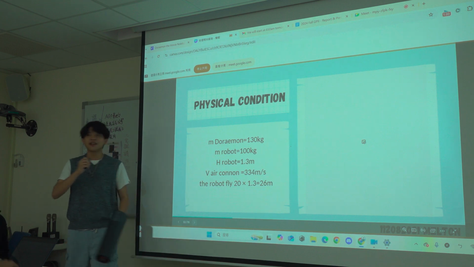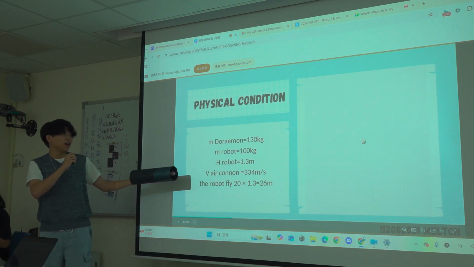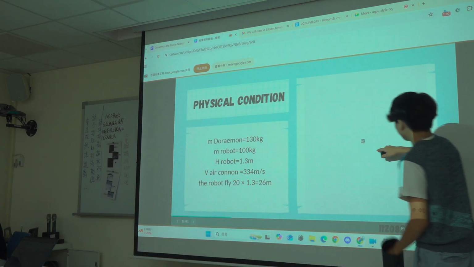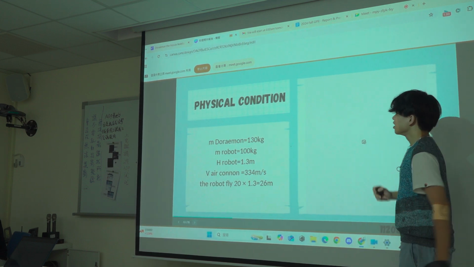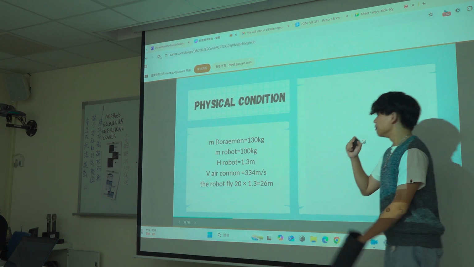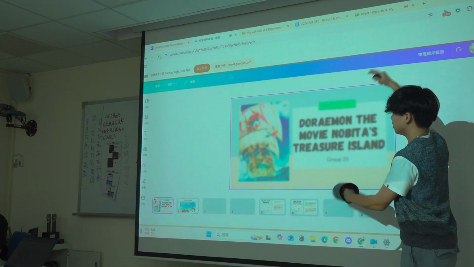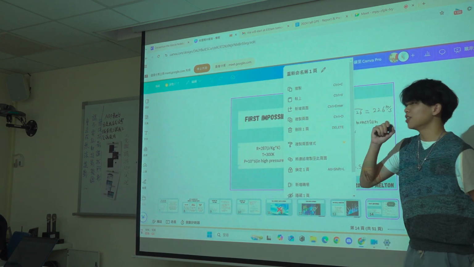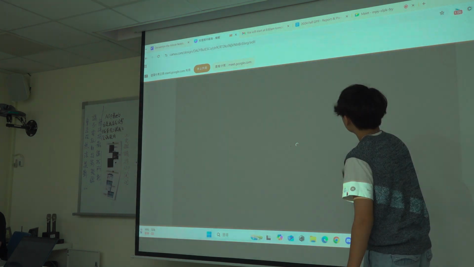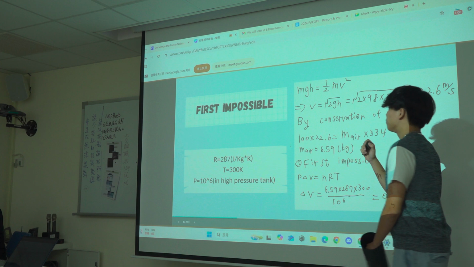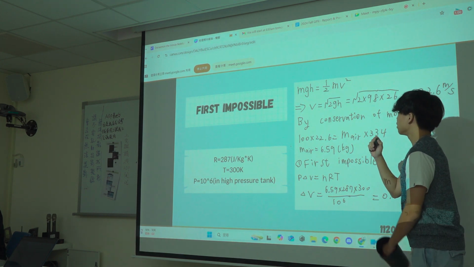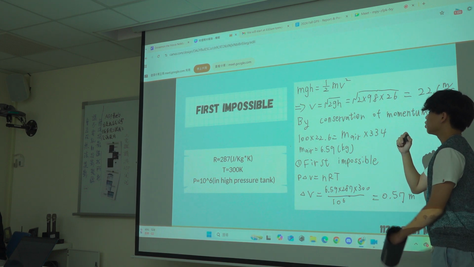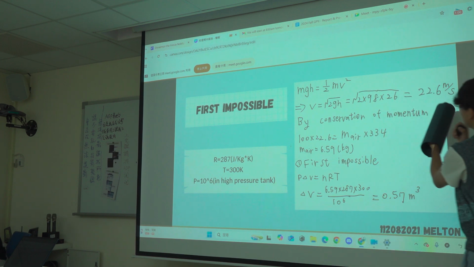Okay, so I think the mass of Doraemon is 130 kilograms and a robot is 100 kilograms, and the height of one robot is 1.3 meters, and the height to here is 20 robot heights. So 20 times 1.3 is 26 meters, so the robot flies 26 meters. So that's two impossible things we can know in this video. The first is, according to conservation of mechanical energy, mgh is equal to 0.5 m v squared. So velocity is the square root of 2 times gravity times height, so we can know it's 22.6.